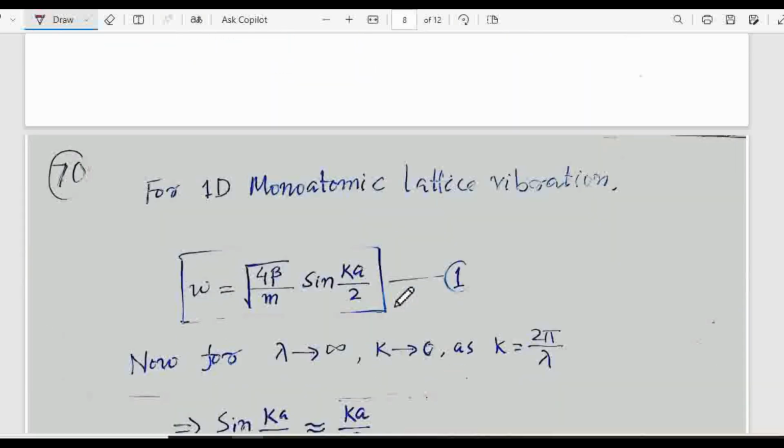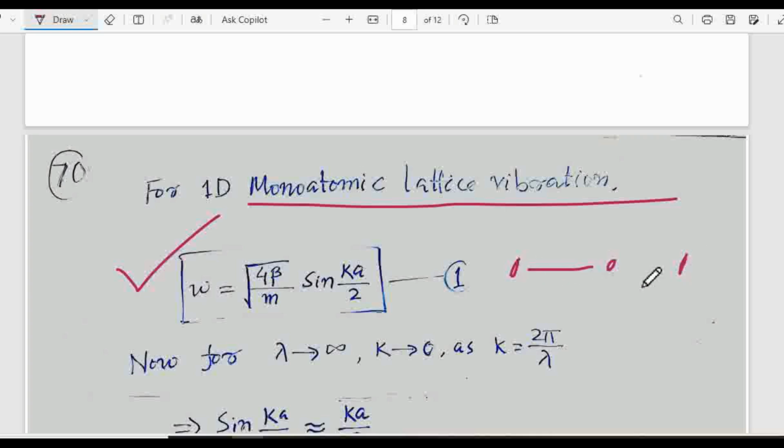Now you see the solution. For monoatomic lattice vibration, the dispersion relation is omega equal to root over 4 beta by m times sin ka by 2, and a is the distance between atom and atom. Let's suppose this is one atom and this is another atom, and they are monoatomic, which means the masses are the same. They are arranged in this condition, or we can say there is a spring between them, so this is one dimension. And omega is the vibration frequency.